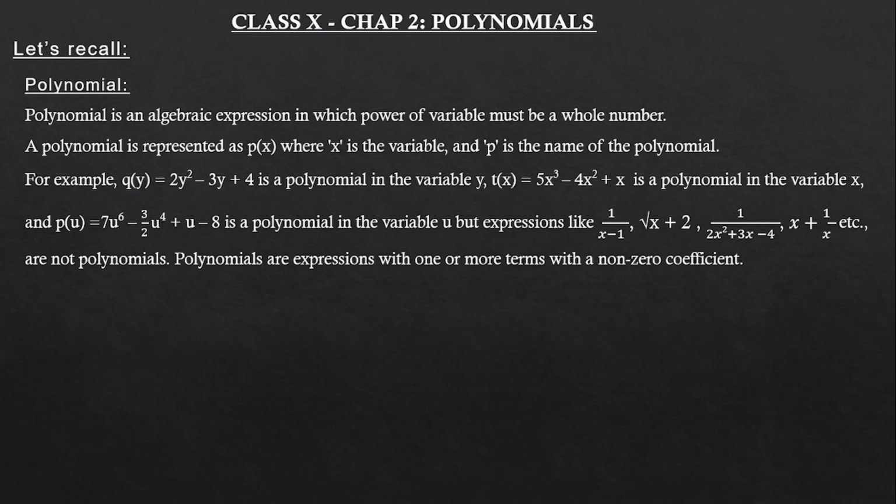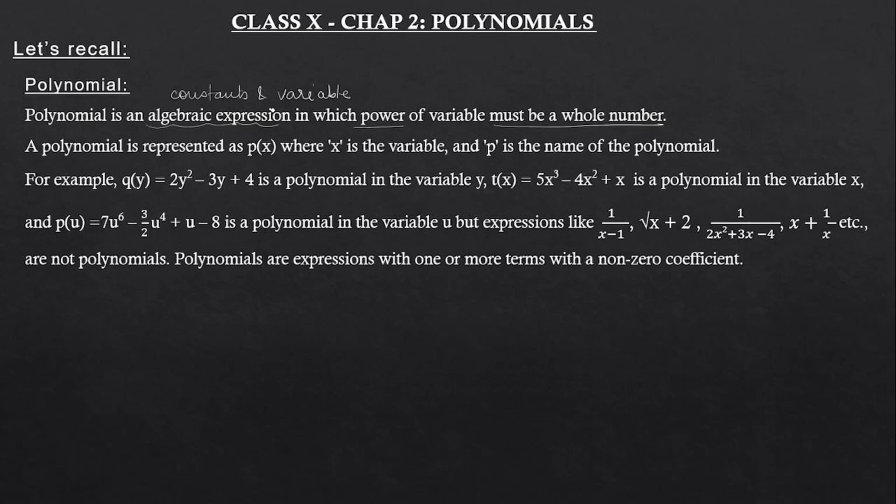Let's start. Before we start the portion for class 10, let's recall what we have learned in class 9. We begin with polynomial. So what is a polynomial? Polynomial is any algebraic expression in which the power of the variable must be a whole number. So first of all, what is an algebraic expression? Any expression that has constants and variables. Any expression with constants and variables is an algebraic expression.